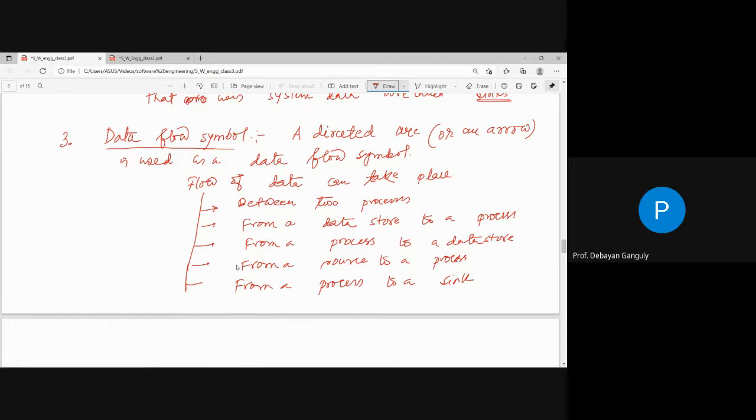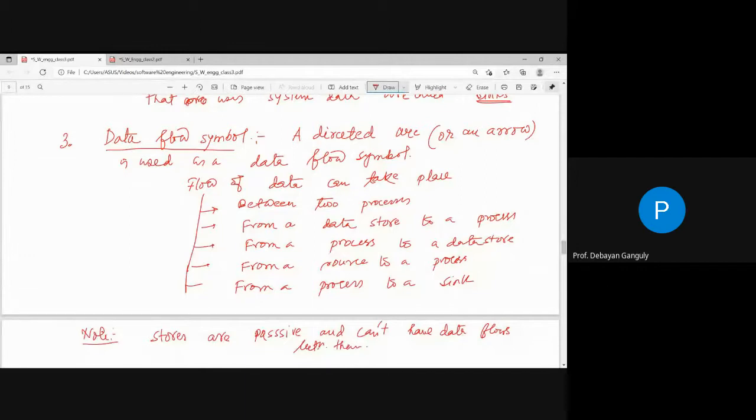And data stores are passive and cannot have data flow between them. That means the stores cannot flow data between themselves. So these data stores are passive, and they cannot have data flows between them. That is the data flow symbol.